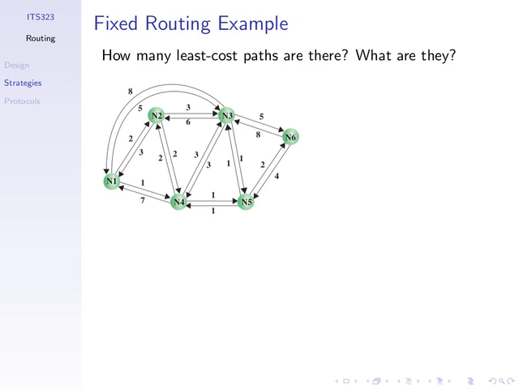The hops are different. A hop: 1, 2, 3 hops. 1, 2 hops. We are choosing the best path as the path with the least cost, where the cost is indicated by these numbers. So it's not about the number of hops in this case.